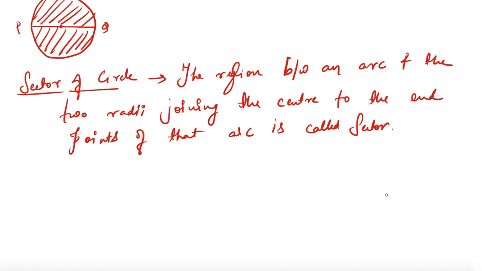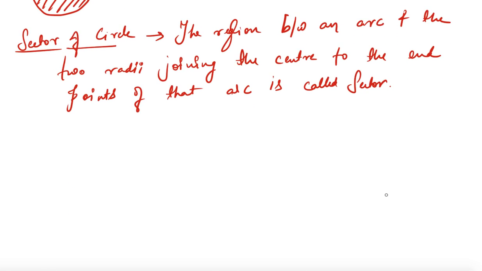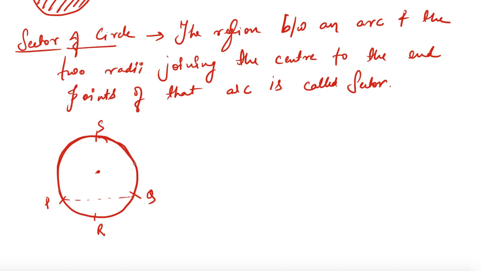Now read this definition and try to formulate the diagram. The region between an arc and the two radii joining the center to the endpoints of that arc. See, I have a circle. This is my center and these are the two points P and Q. This is S here and this is R here. Let me say this PQ will be my chord. So I have one arc here, PSQ, that will be my major arc, and I have another arc here, PRQ, that will be my minor arc.